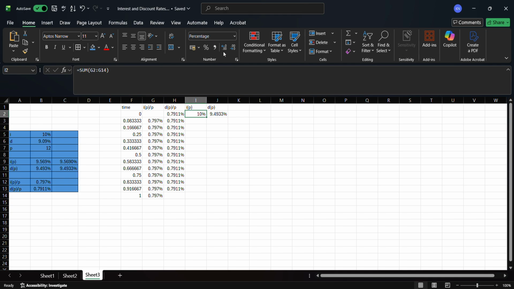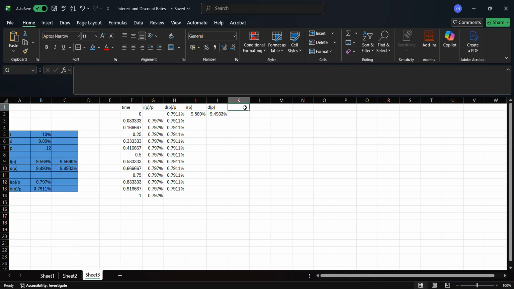So you can see that if we add our monthly effective interest rate, we get the nominal interest rate convertible monthly. If we add the monthly effective discount rate, we get the discount rate convertible monthly. Cool. All nice and easy.